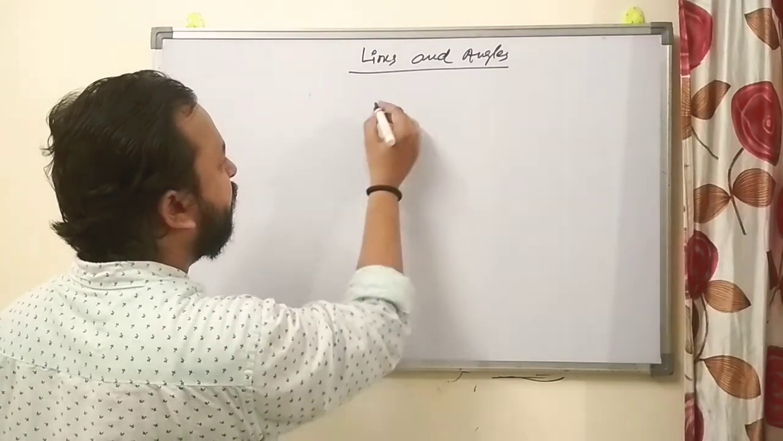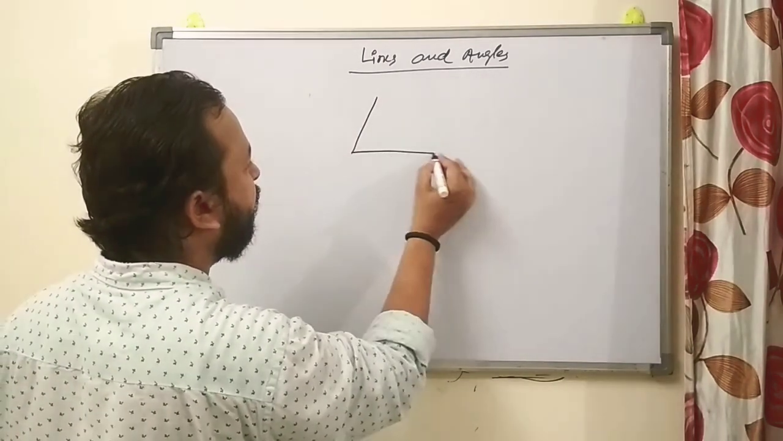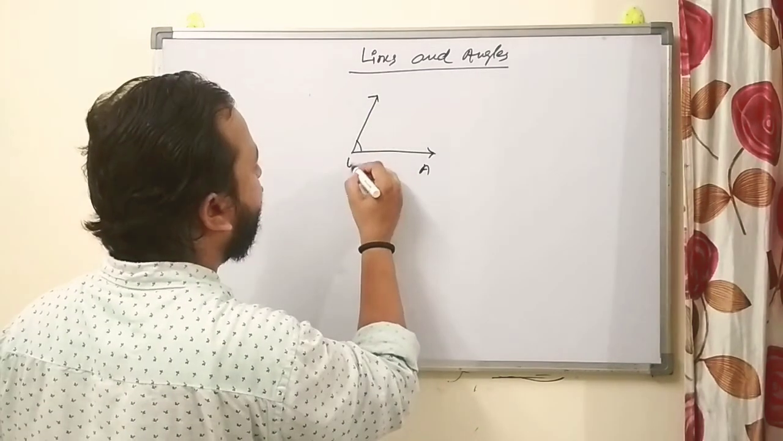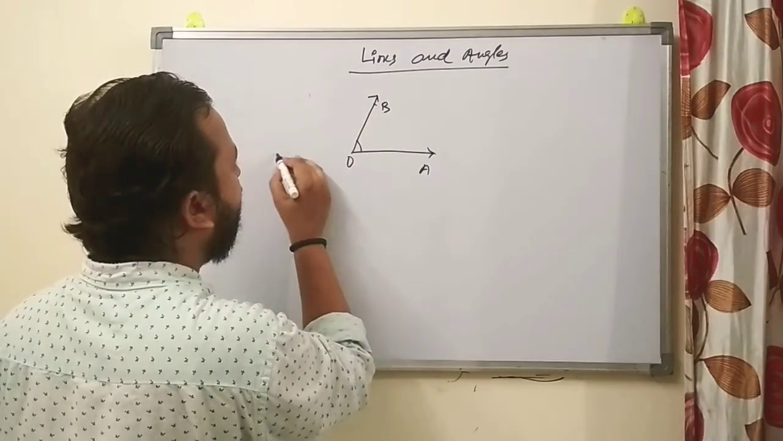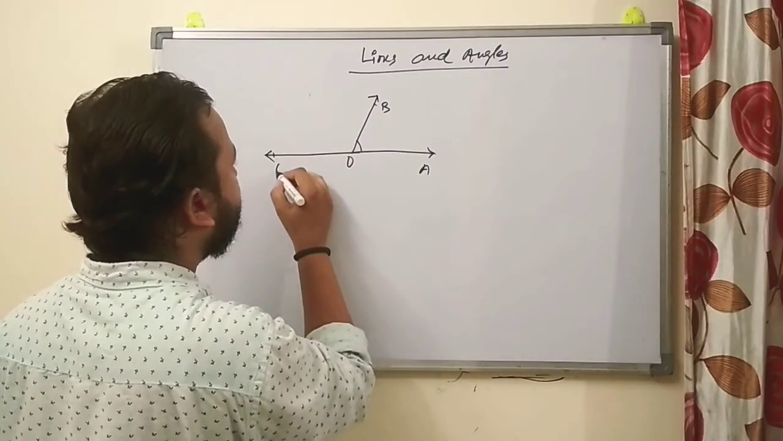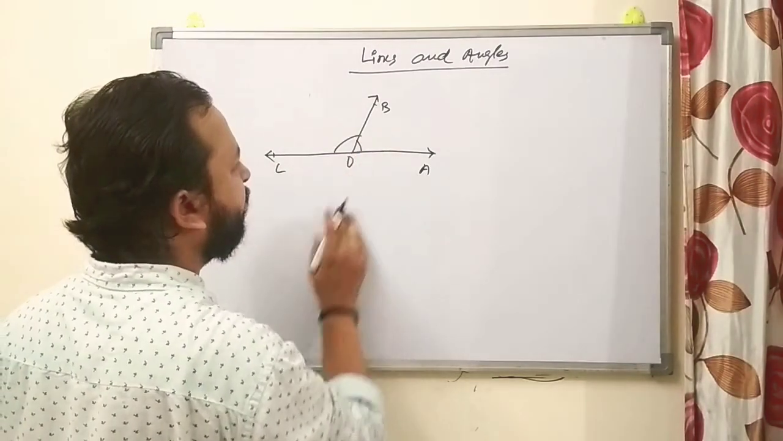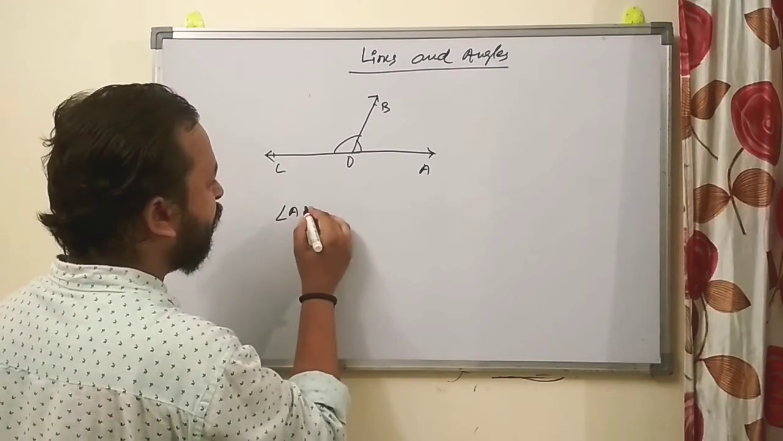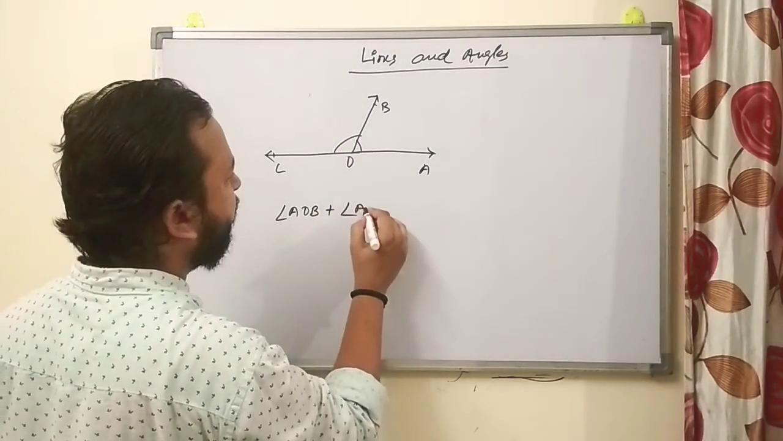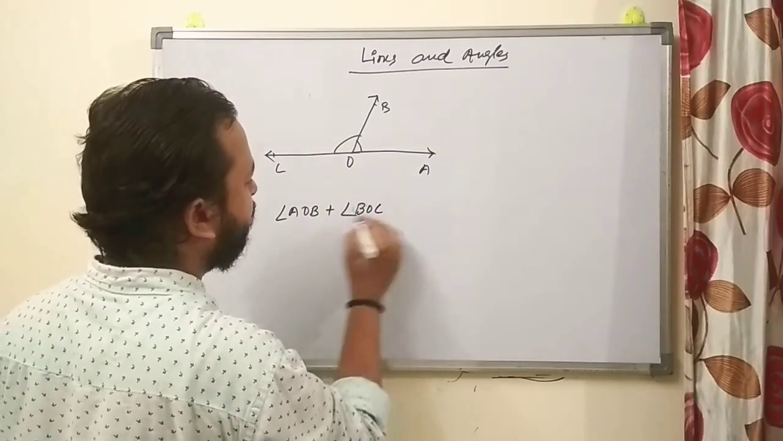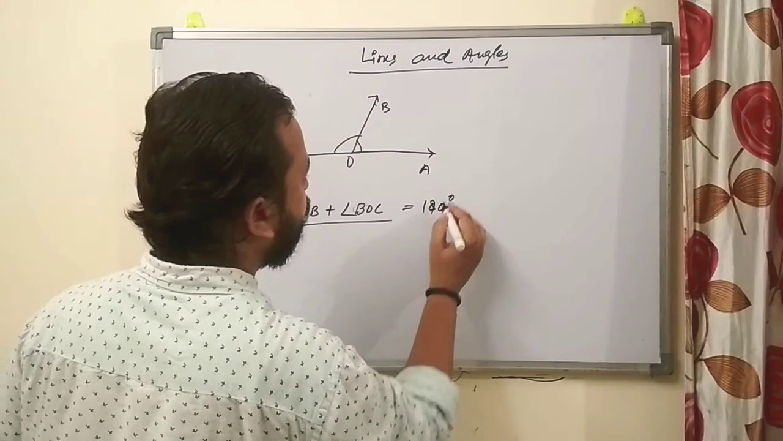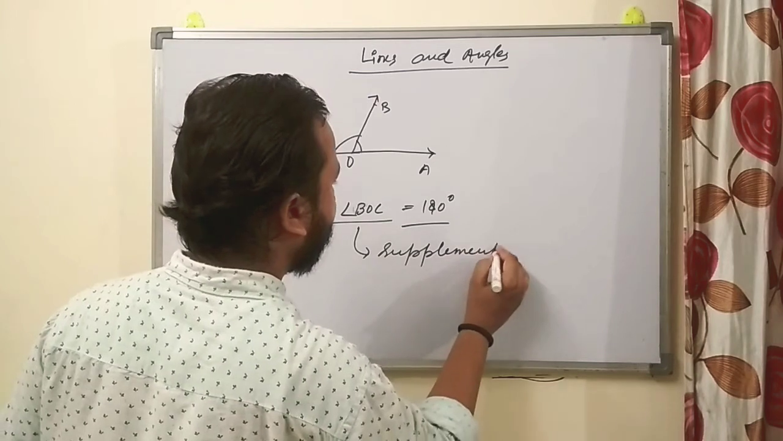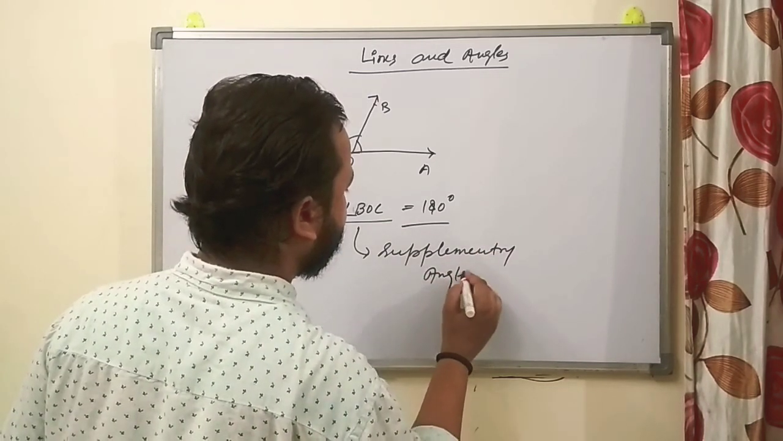Suppose here is one angle, this is AOB, and here is another angle, BOC, right? So this makes an angle of 180 degrees. So if the sum of angle AOB plus angle BOC, right, equals 180 degrees, this type of angle is known as supplementary angles, right?